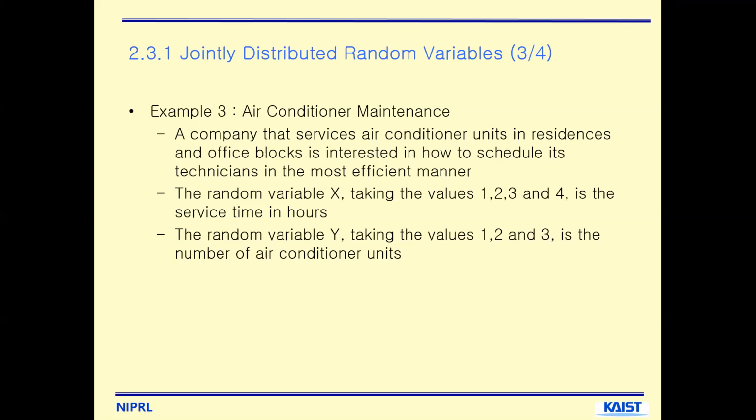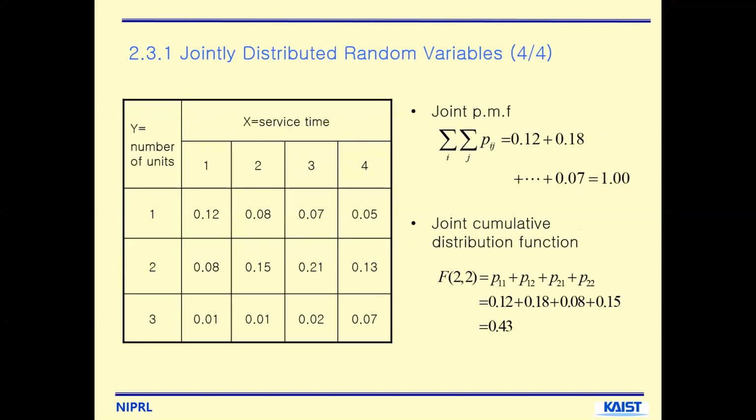Now, there's another random variable y taking values 1, 2, and 3. And the 1, 2, and 3 is the number of air conditioner units. Now, in this situation, we got two variables. The service time is discrete, and the number of conditioner units is also discrete. Now, what you are seeing right here, since we got two variables, we're going to have a cross tabulation, where the values give the probability of a particular service time and a particular number of units.